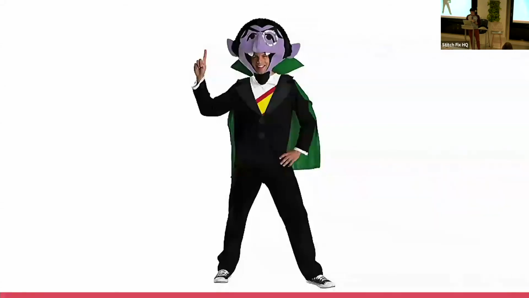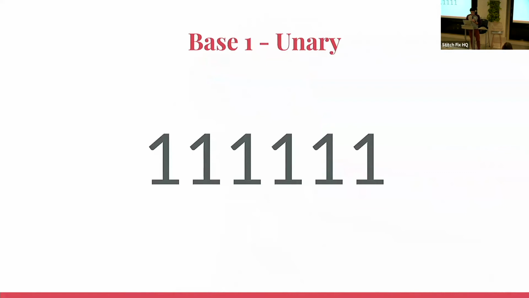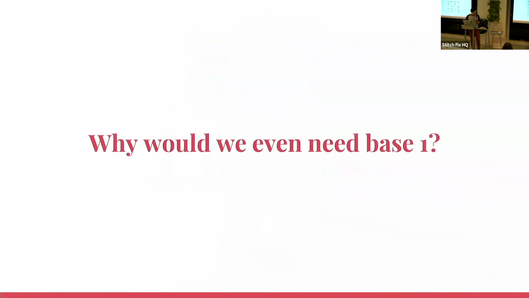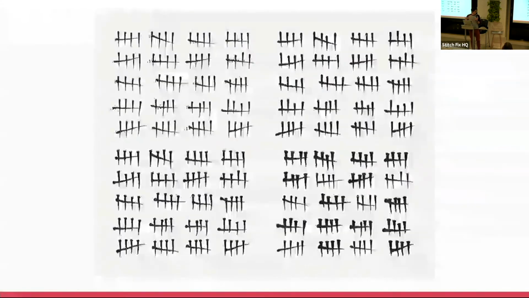But let's just talk really quickly about base 1. Base 1 is a unary language, which means that to describe 0, you just don't put anything. And then from there, you just increment every single one. Why would you even need base 1? It's actually a really great tool for realizing how long you've been in jail.